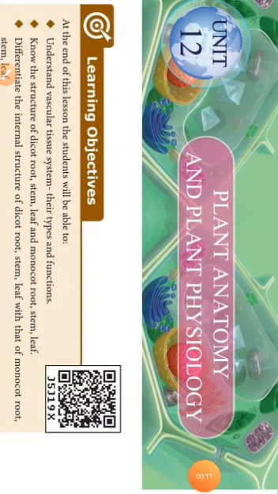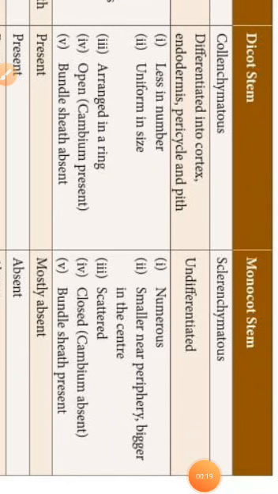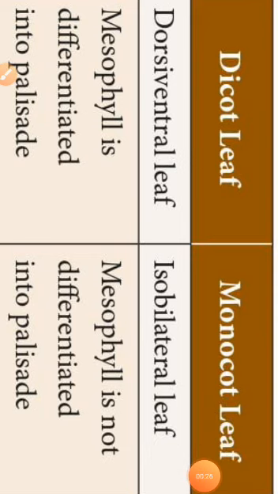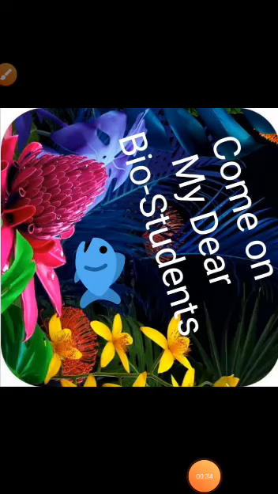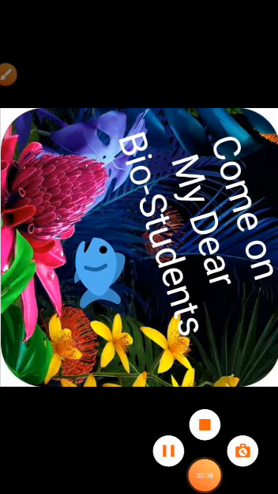Yes, today we are going to continue Unit 12 Plant Anatomy and Plant Physiology Part 4. What we have learnt in the last class? Yes, monocot stem and dicot stem. Next to that, today we are going to learn about dicot leaf and monocot leaf. Come on, my dear bio students.